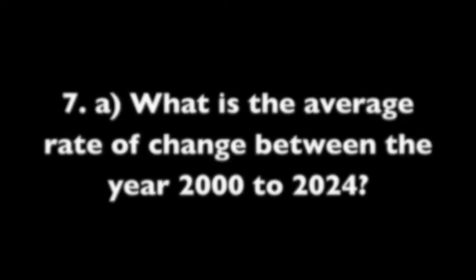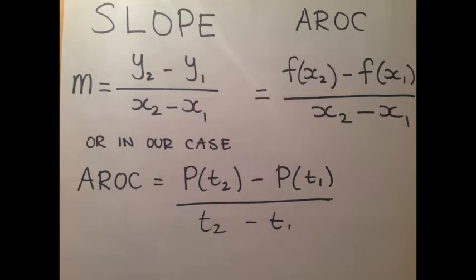To help you further understand AROC, I will help explain the equation. The equation of AROC is very similar to slope. The equation for slope is m equals y2 minus y1 over x2 minus x1. For AROC, we have f(x2) minus f(x1) over x2 minus x1. Or in our case, AROC is equal to P(t2) minus P(t1) over t2 minus t1. As you can see, it's very similar to slope.